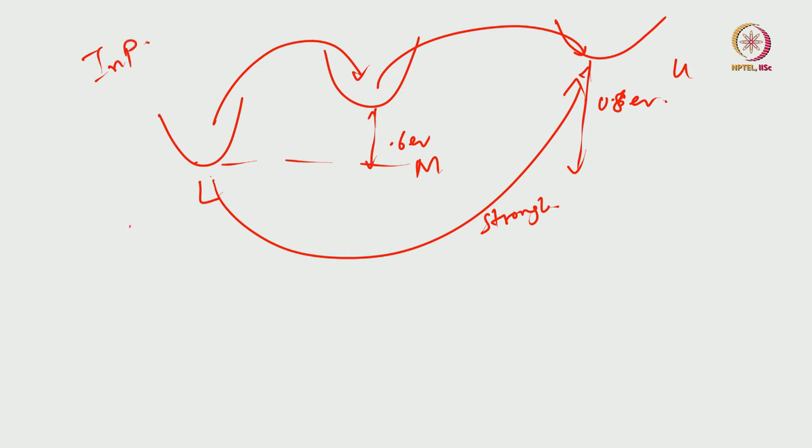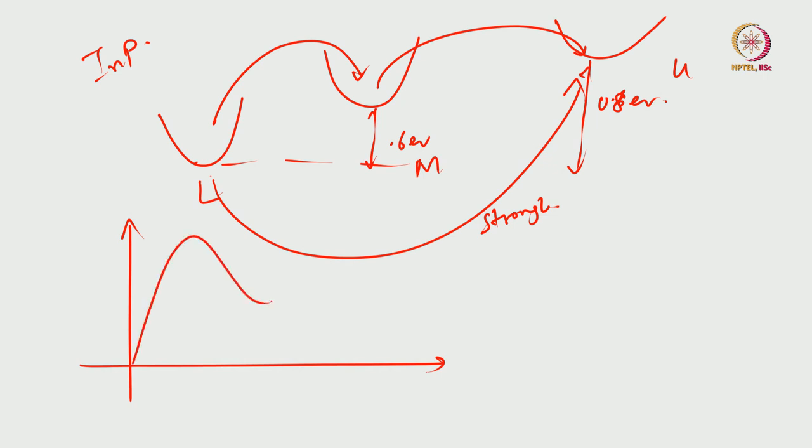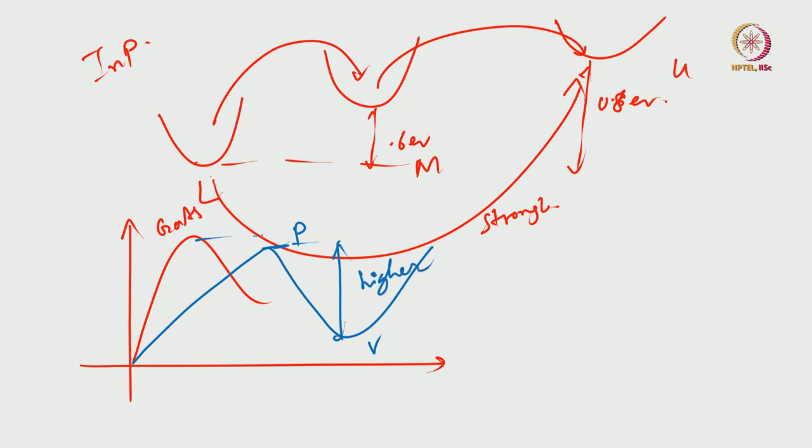Indium phosphide actually exhibits the Gunn effect at a higher field and at a higher peak to valley ratio. So if your gallium arsenide was something like that, your indium phosphide could look something like this. So your peak to valley ratio is actually higher for an indium phosphide based Gunn diode than the peak to valley ratio for gallium arsenide.